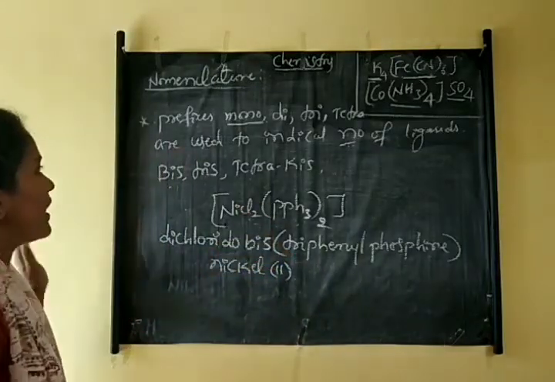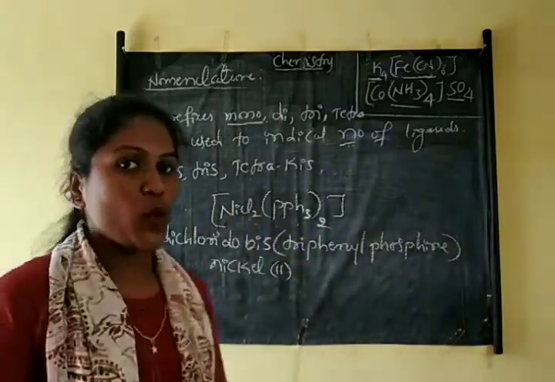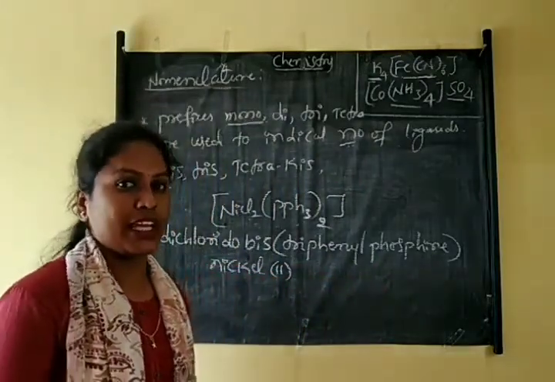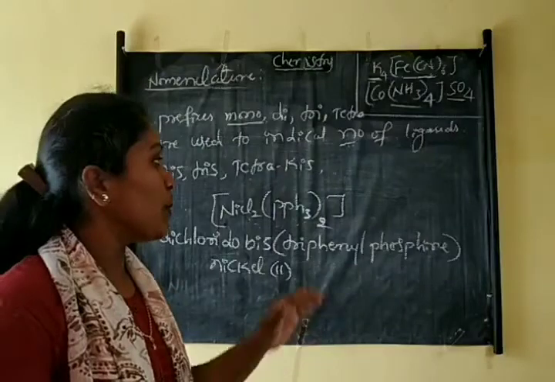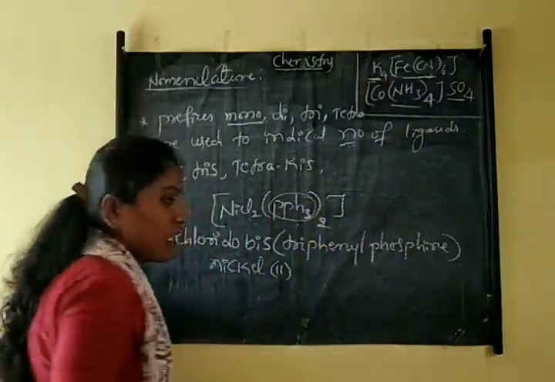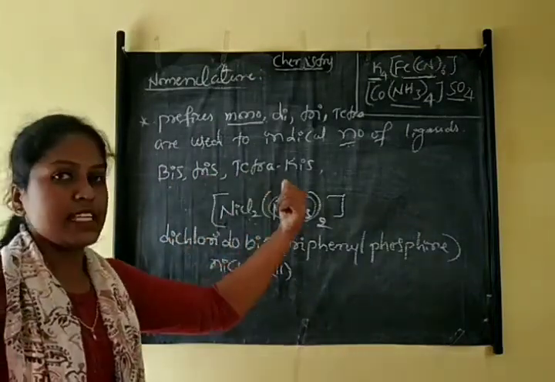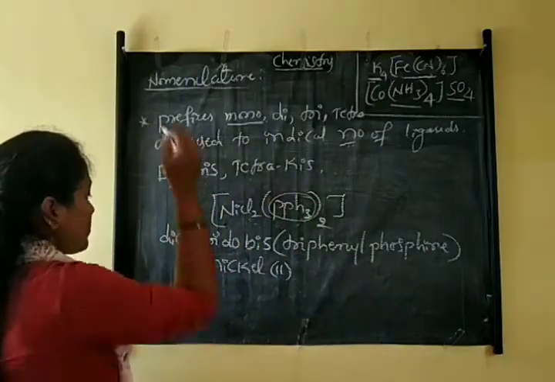So this rule: if the coordination compound contains a number of ligands, then we use the prefixes mono, di, tri, tetra. But if the ligand names already contain numerical prefixes, then we use bis, tris, tetrakis as the prefixes. Okay, that is the next rule.